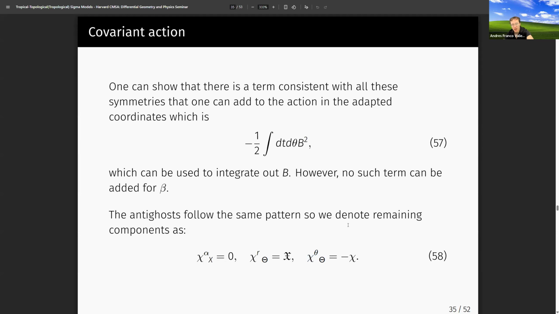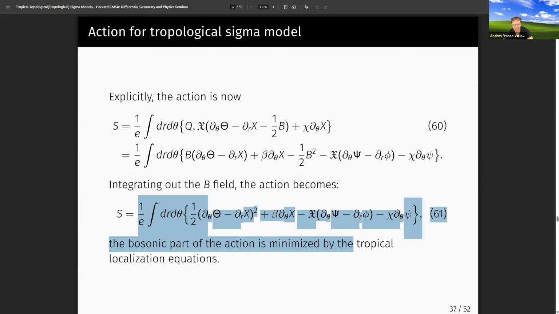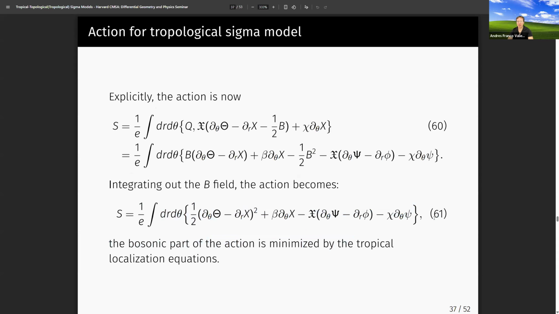When you write all this out and you integrate it out, what you're going to end up seeing is that you can explicitly write the action in this particular form in equation 61. The main lesson here, ignoring all these calculations that I can go through if you email me, if you want the slides, I can give them away if you want to look at it more carefully.